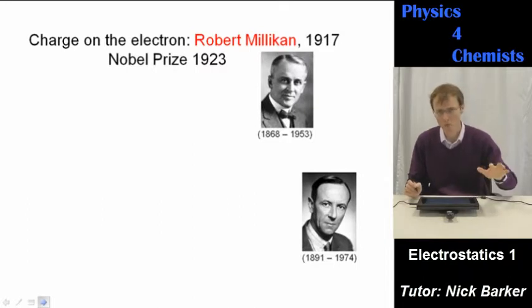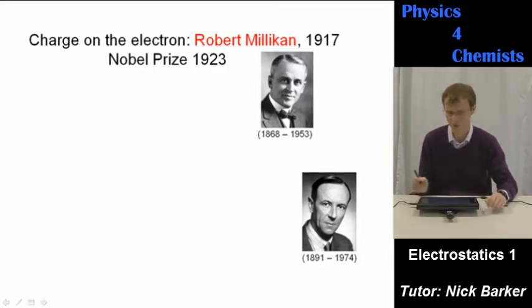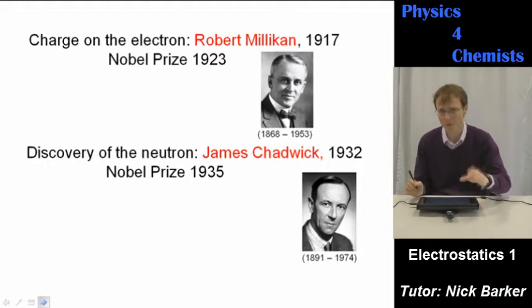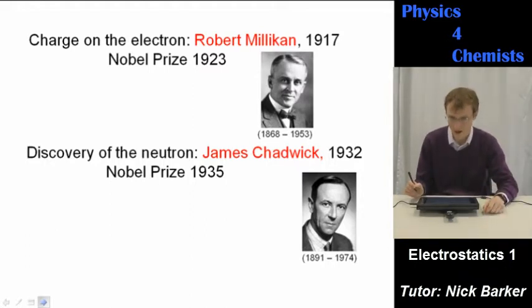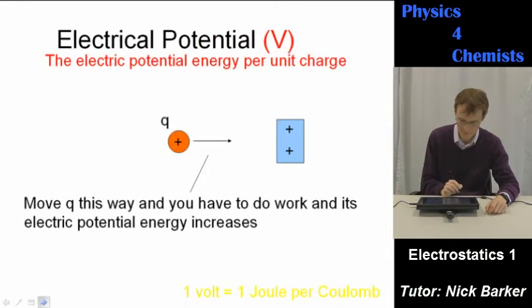Charge on the electron, minus 1.6 times 10 to the minus 19 coulombs. See, I know it. Robert Millikan, 1917, Nobel Prize, 1923. How recent it is, really, just early 20th century. The discovery of the neutron, which we're also happy with, uncharged particle, equivalent mass to the proton in the nucleus, isotopes and all that. Well, James Chadwick, 1932, for which he wins the Nobel Prize in 1935.